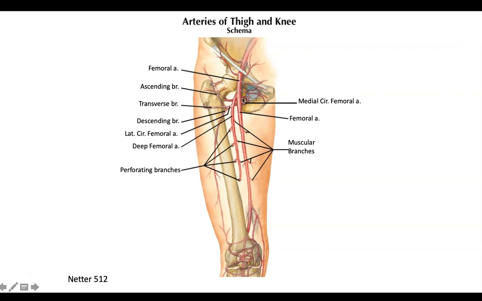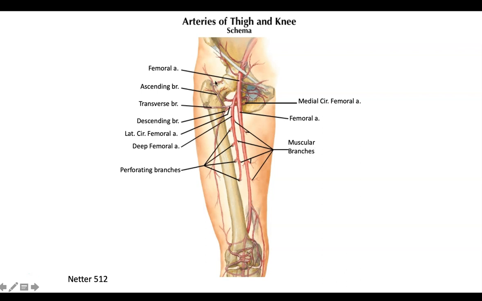The medial circumflex femoral artery and lateral circumflex femoral artery have ascending branches, and the ascending branches of these arteries anastomose around the neck of the femur, and from these arterial anastomoses they send branches which go through the joint capsule of the hip joint, enter into the hip joint, and supply the head and neck of the femur.